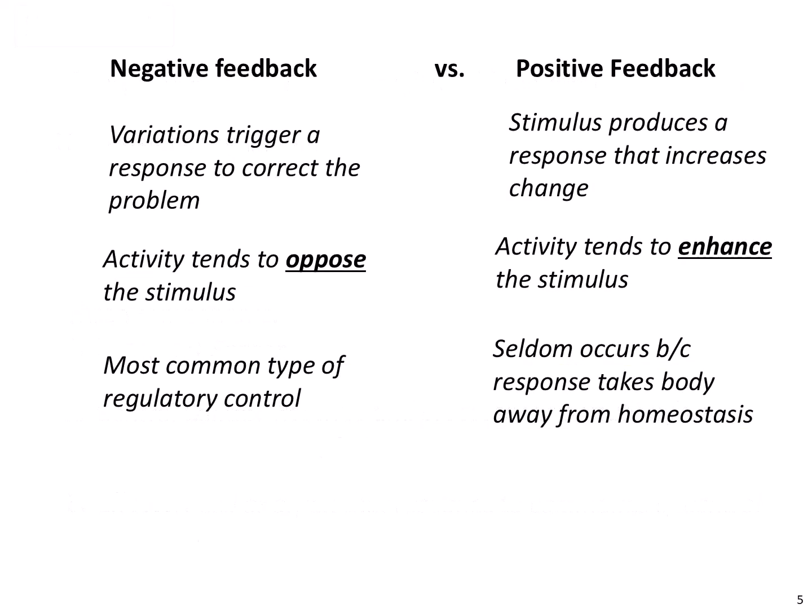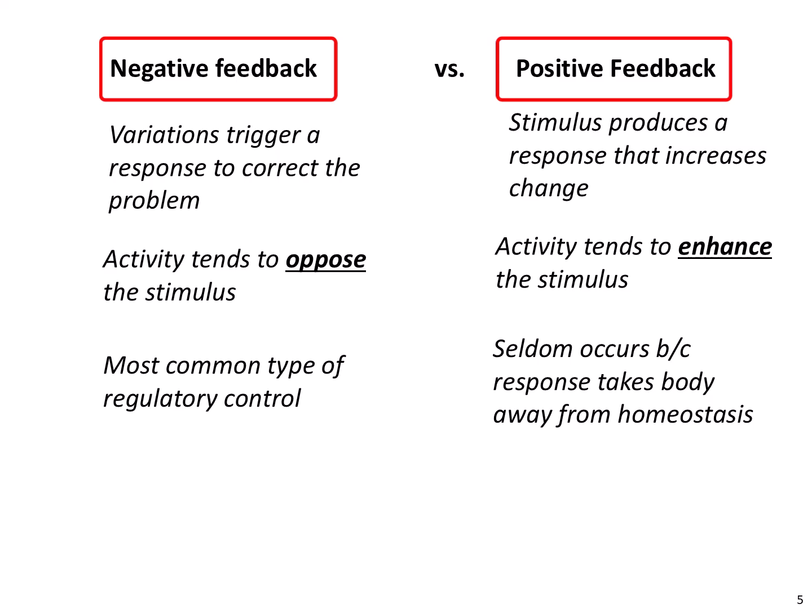Let's talk now about the two types of homeostatic loops, or more properly termed feedback loops. There are two types of feedback in the body: negative feedback and positive feedback. In negative feedback, the goal is to correct the problem and return the body back to its original state. In this case, the activity that occurs due to negative feedback will oppose or negate the stimulus. Negative feedback is the most common type of feedback because it returns the body back to its constant internal environment. Can you think of some examples of negative feedback that occur in your body?